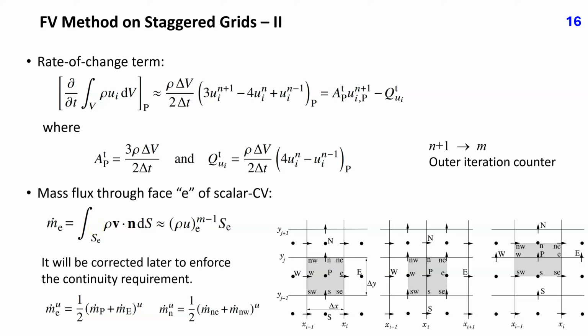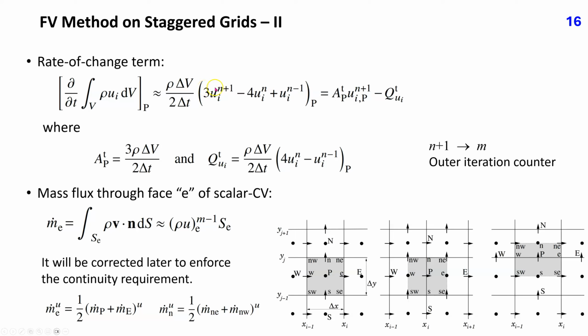We start with the rate of change term. The volume integral is approximated by midpoint rule, that is, density and velocity components from cell center are multiplied by cell volume delta V. The time derivative at Tn plus 1 is approximated by differentiating a parabola fit to variable values at 3 time steps, Tn minus 1, Tn, and Tn plus 1. See slides 21 and 22 in lecture 13.